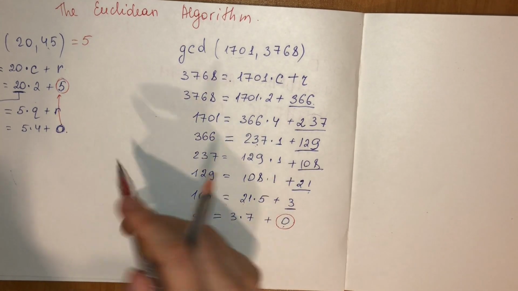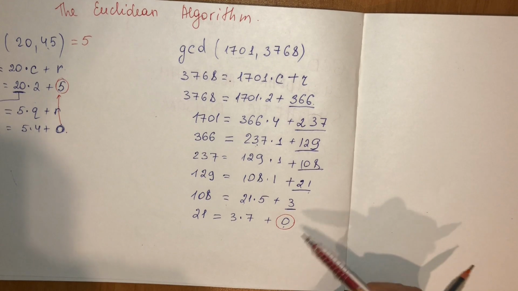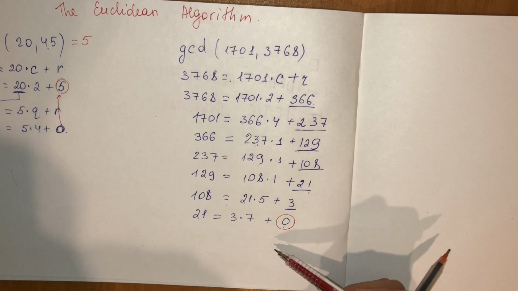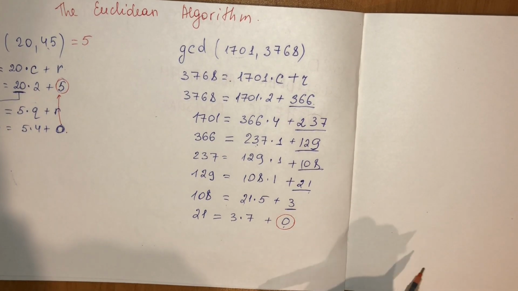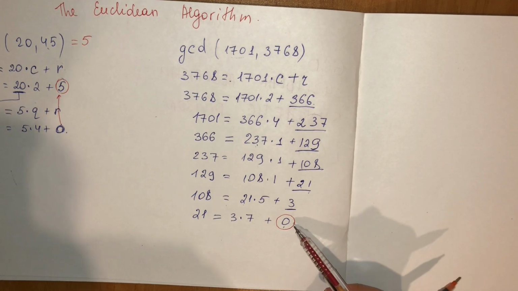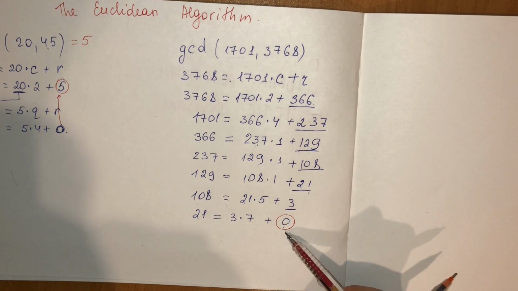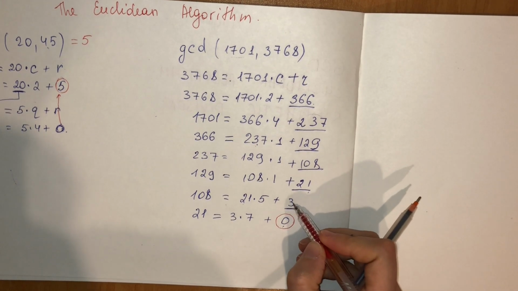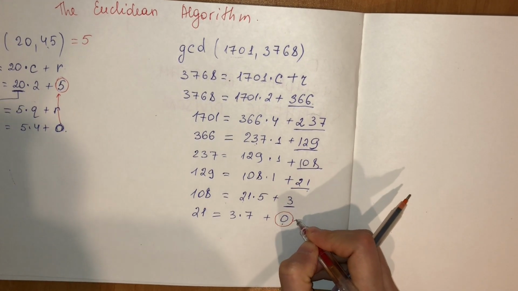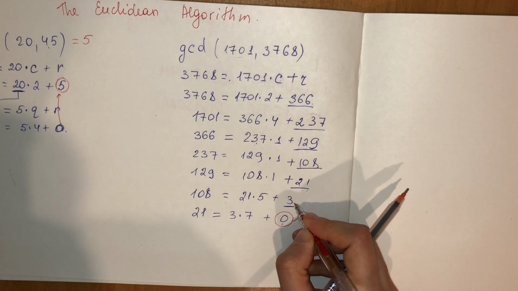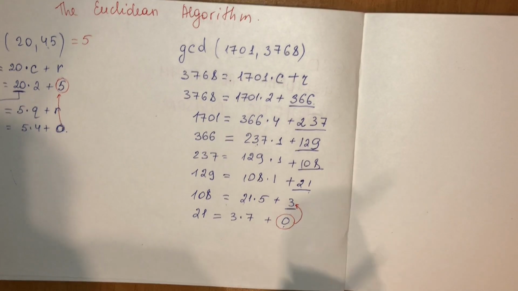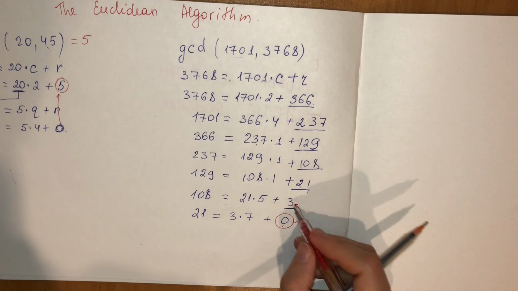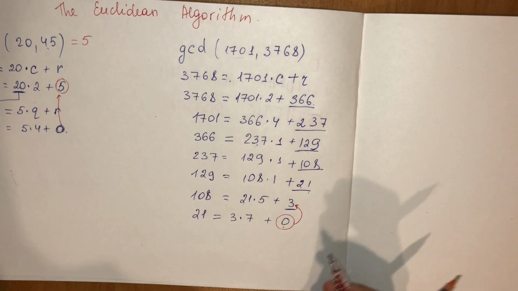So you see the remainder is 0. In the beginning of this tutorial, I said that we will continue this process until the remainder is 0. And if the remainder is 0, our result is the previous remainder. If we go back to the previous remainder, we see that it's equal to 3.